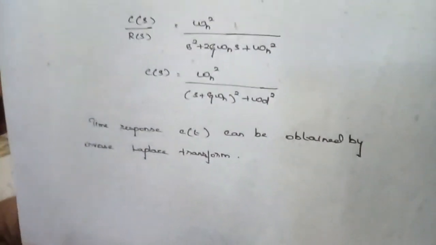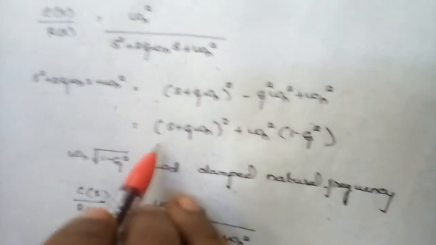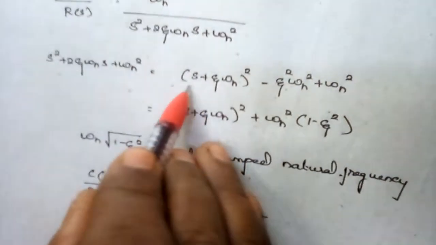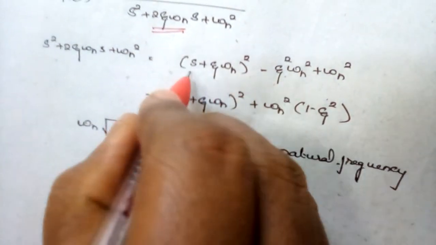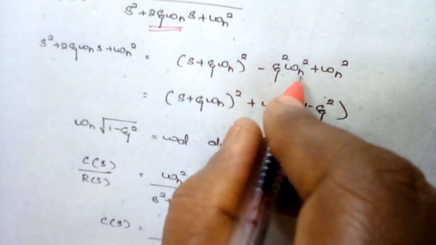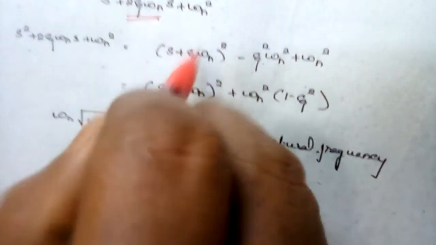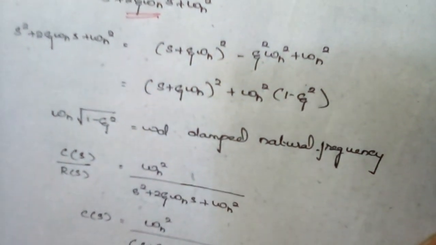the time response of the second order system can be analyzed using the second order standard format in such a manner. This is the denominator expression, the quadratic expression, and this can be reduced. So this is written in this format by separating 2 zeta omega n s as s plus zeta omega n the whole square, minus zeta square omega n square. So this is equivalent to a square minus b square, which is equal to 2ab, right?